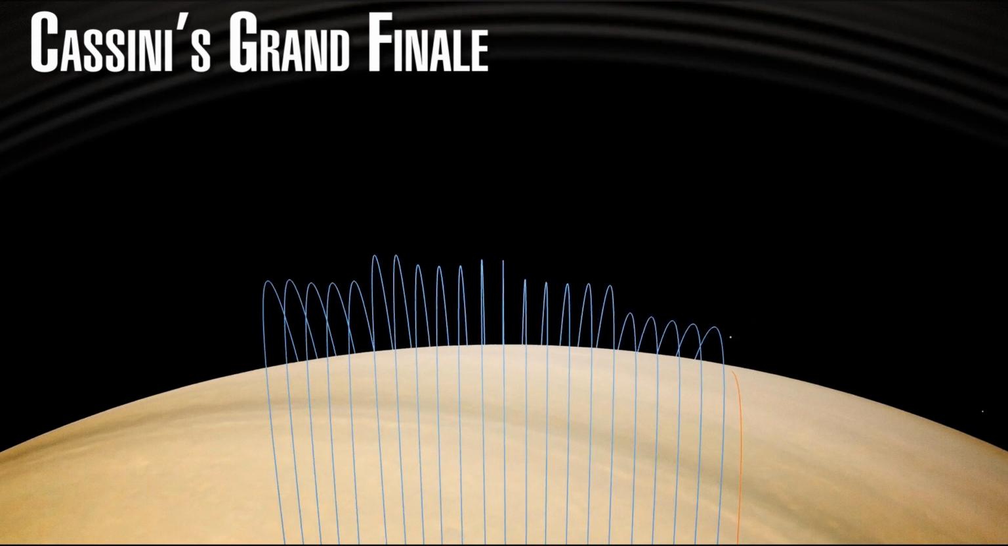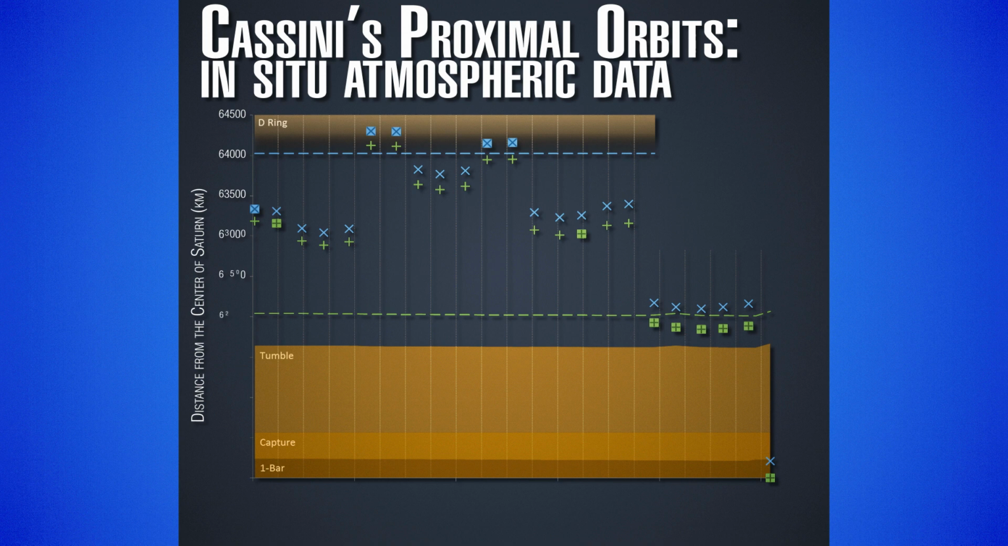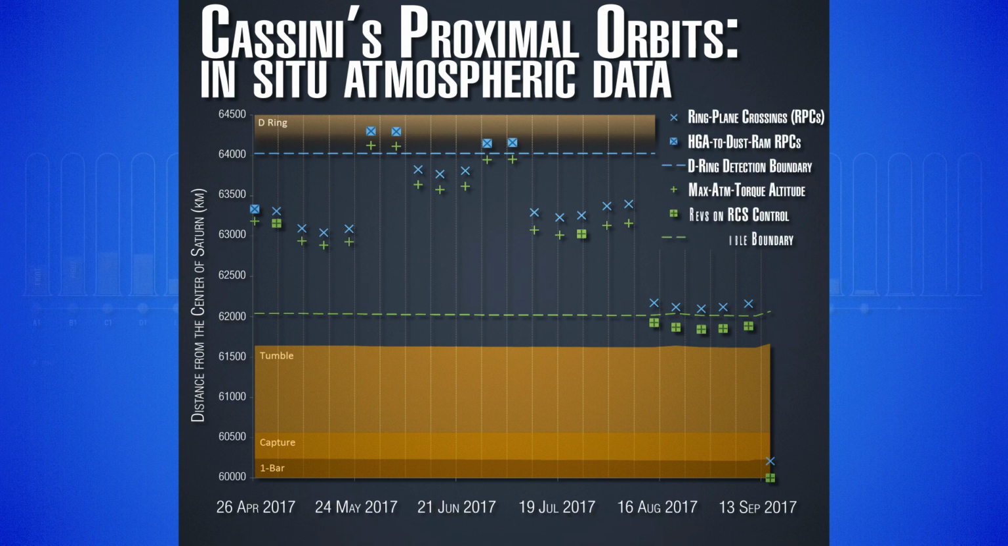So here are the Cassini proximal orbits represented in a slightly different way. On the y-axis, I'm showing the distance of Cassini at closest approach in kilometers. And on the x-axis is essentially time. Each of these x's marks the point of Cassini's ring plane crossing. And then the pluses and the other symbols represent different aspects of each orbit. Okay? So we're seeing 23 orbits, and they're separated into 3 broad categories.